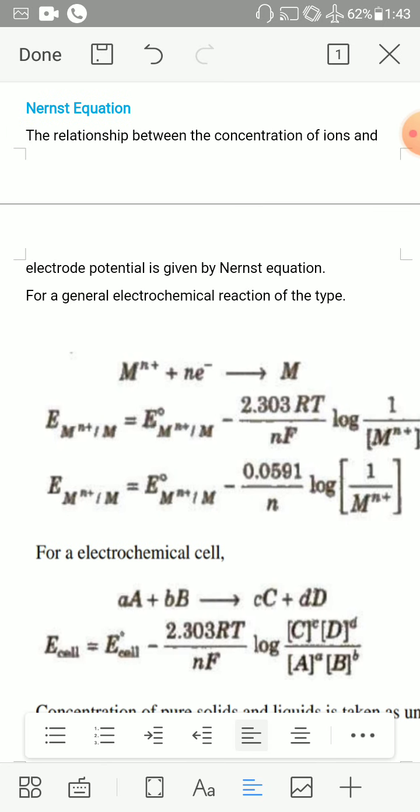Now Nernst equation is the most important equation for calculation of cell potential. The Nernst equation shows the relationship between the concentration of ion and electrode potential. For a general electrochemical reaction, that is for a half cell reaction, if the half cell reaction is in terms of reduction, that is a metal ion M^n+ plus ne^- gives M, that is metal. This is actually a reduction reaction.